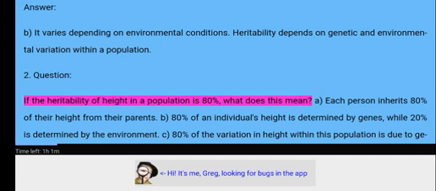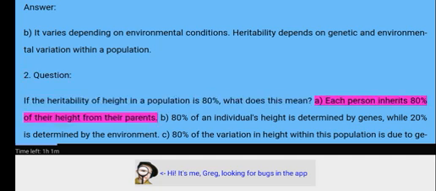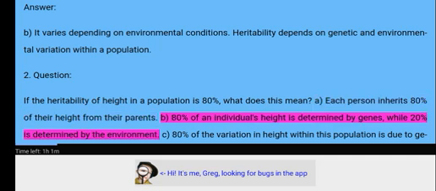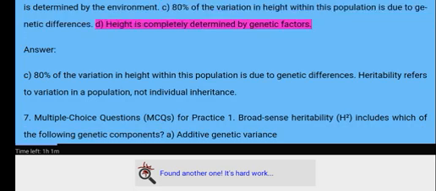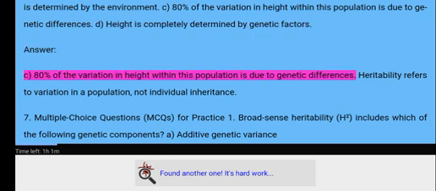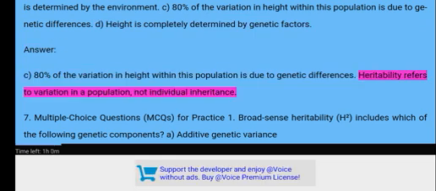2. Question. If the heritability of height in a population is 80%, what does this mean? A. Each person inherits 80% of their height from their parents. B. 80% of an individual's height is determined by genes, while 20% is determined by the environment. C. 80% of the variation in height within this population is due to genetic differences. D. Height is completely determined by genetic factors. Answer. C. Heritability refers to variation in a population, not individual inheritance.